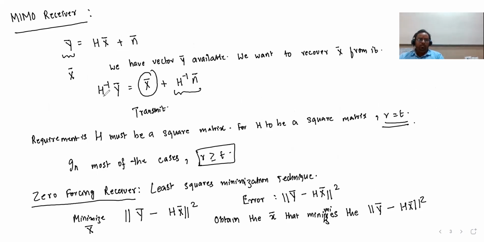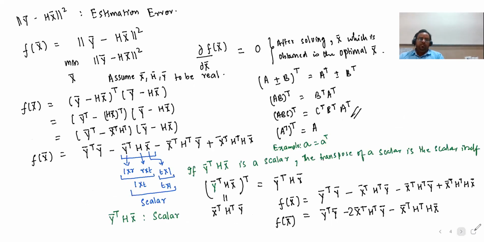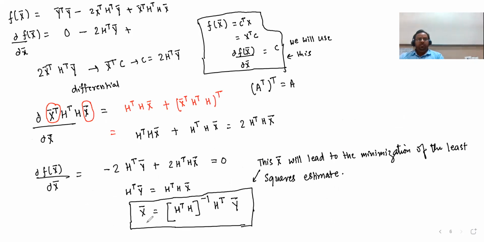To achieve this goal, we will try to find the transmit signal vector that minimizes the least squares error estimation of this particular system. The least squares error is given by Y bar minus H multiplied by X bar. Finally, we perform these calculations to reach the final solution, X bar, which comes out to be H transpose H, the inverse of H transpose H, multiplied with H transpose, and this entire thing multiplied with the received signal Y bar. If we choose the transmit signal vector with this expression, this will lead to the minimization of the least squares estimate of the error.